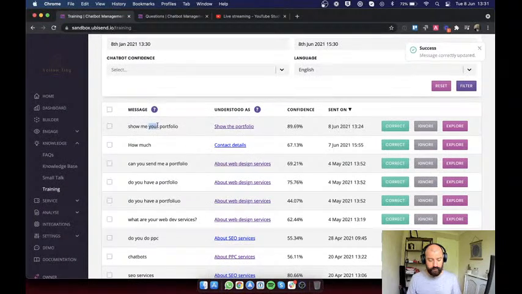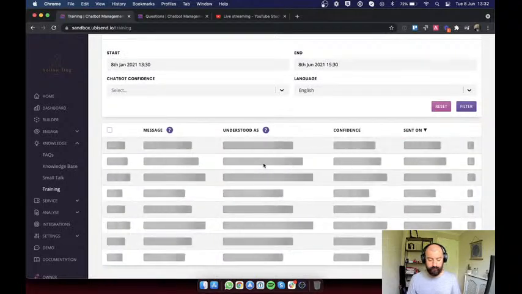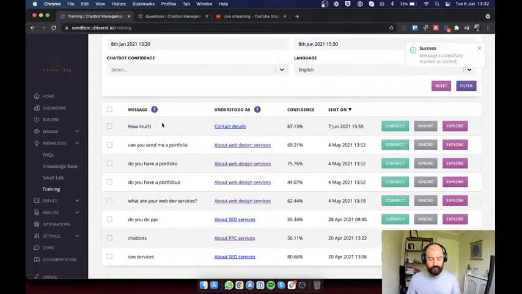Perfect. Show me your portfolio. I had an 89% confidence rate on this, and it's actually perfectly correct, so I can hit correct on that. How much? So this is an interesting one.